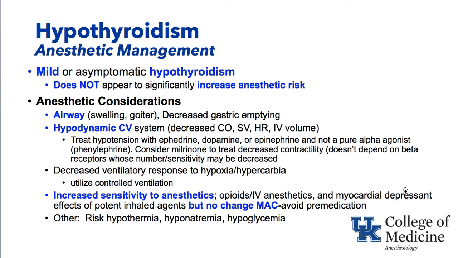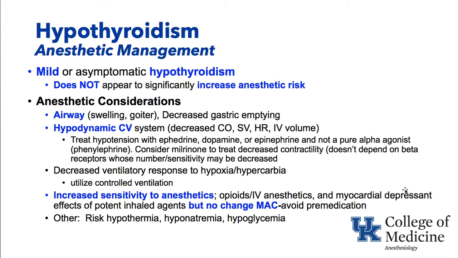Some anesthetic considerations of hypothyroidism: one, the airway can be affected. The thyroid may grow, it may become goitrous, it may compress the trachea. There may be decreased gastric emptying, which could put the patient at risk for reflux and aspiration. Cardiovascular system, because there's not much thyroid hormone around, is hypodynamic with low cardiac output, low stroke volume, bradycardic, and you may need to treat hypotension with drugs that have beta effects and not just pure alpha agonists like phenylephrine, because their heart's just not functioning very well. And if you vasoconstrict that patient and make that heart contract against that higher resistance, it may not do well.